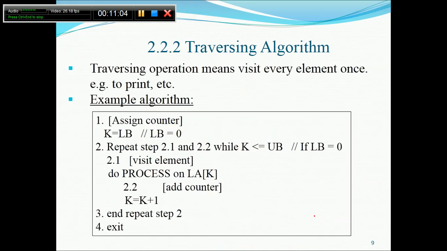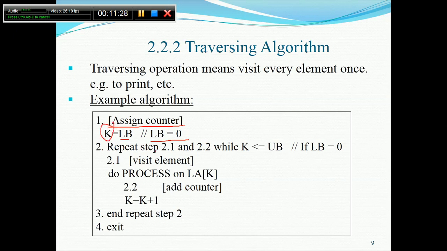Come to the traversing algorithm. Now one thing I'm making clear: traversing means accessing each record exactly one time. That is the basic idea. So we'll start. Look at this algorithm, right? We'll start and assign a counter. The first step is assigning a counter. Suppose the lower bound is equal to 0. Whatever the lower bound is, we will assign it to k.